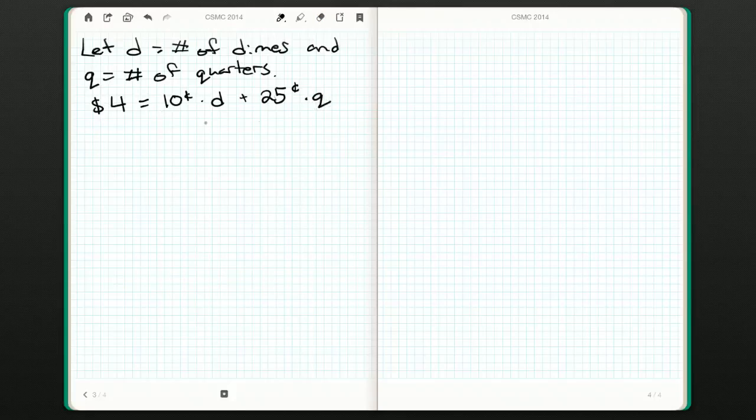Now, this is sort of using mixed units, so what we might say is 400 cents, and we can drop the cents, is 10 times the number of dimes plus 25 times the number of quarters. That's what the final statement in the question is telling us. $4 is the total amount of all the dimes and all the quarters. Each dime is 10 cents, each quarter 25 cents. What we've done is just put them all in the same units. Everything is in cents now. But we still don't know what the number of dimes and the number of quarters are, but we know that there's a relationship between them.